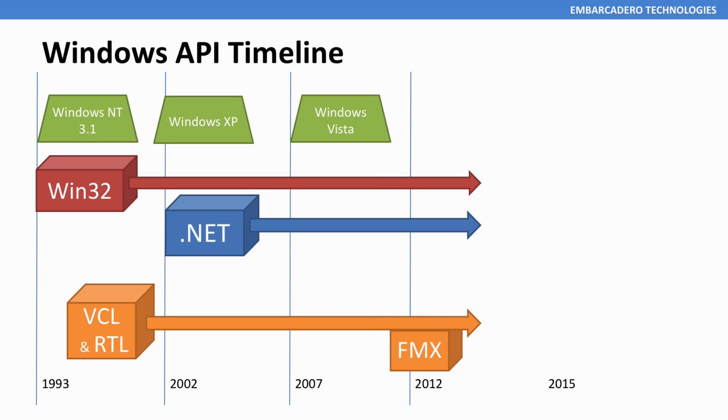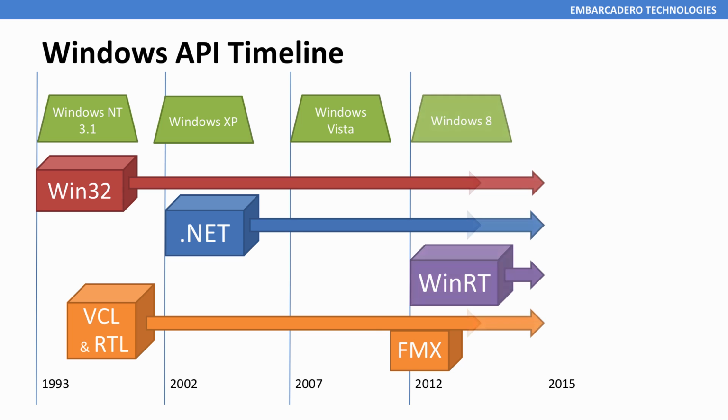In 2012, shortly after we saw the introduction of FireMonkey and the ability to take Delphi and C++Builder applications across platform, we see the introduction of Windows 8. Now, Windows 8 brought with it another new Windows API, the WinRT. Microsoft announced WinRT was going to be the primary interface for developing for Windows 8 going forward. And everybody said, we've heard this before, and took it with a grain of salt.